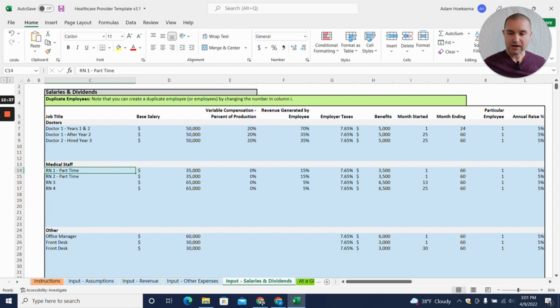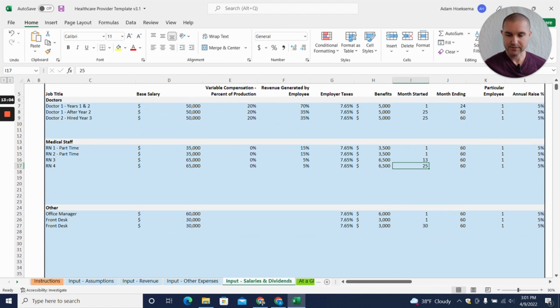You can see for medical staff, so RNs or nurses, you would be able to add their salaries. You might start out with a couple part-time, maybe you move to full-time over time. So you can see you start 2 part-time RNs in month 1, and then in month 13 and month 25, you bring on a 3rd and a 4th full-time in this example. And then you can have maybe an office manager and a front desk manager as well. And maybe in month 30, kind of 2.5 years in, you bring on an extra front desk worker.